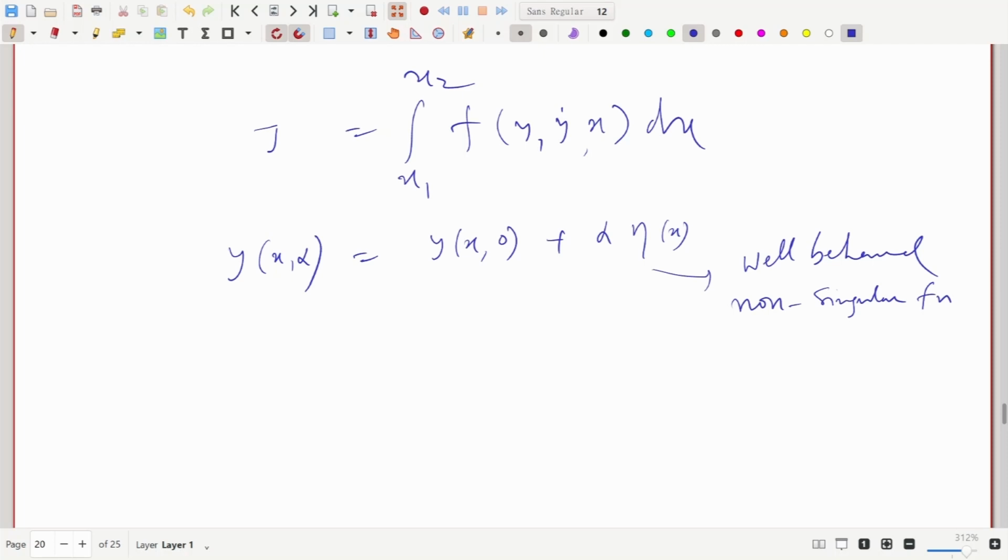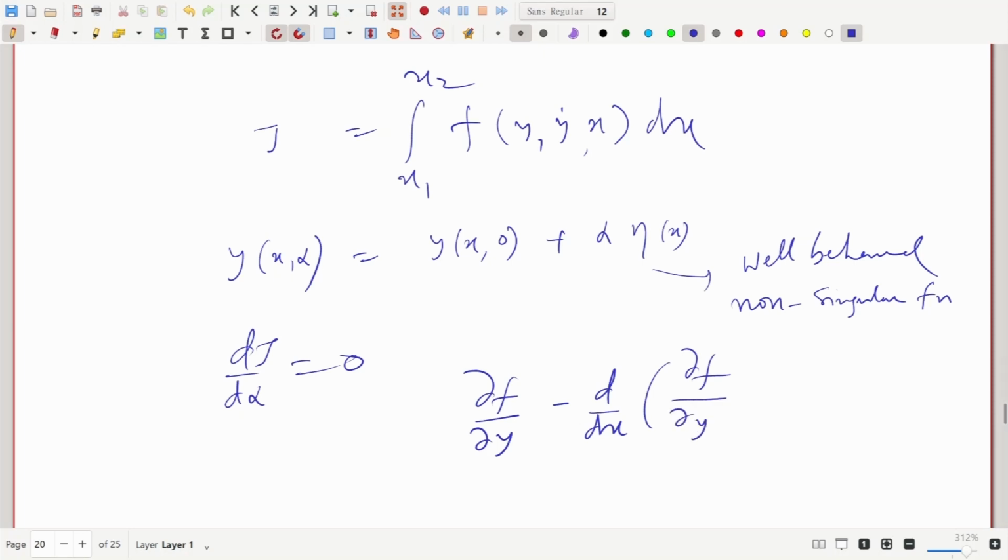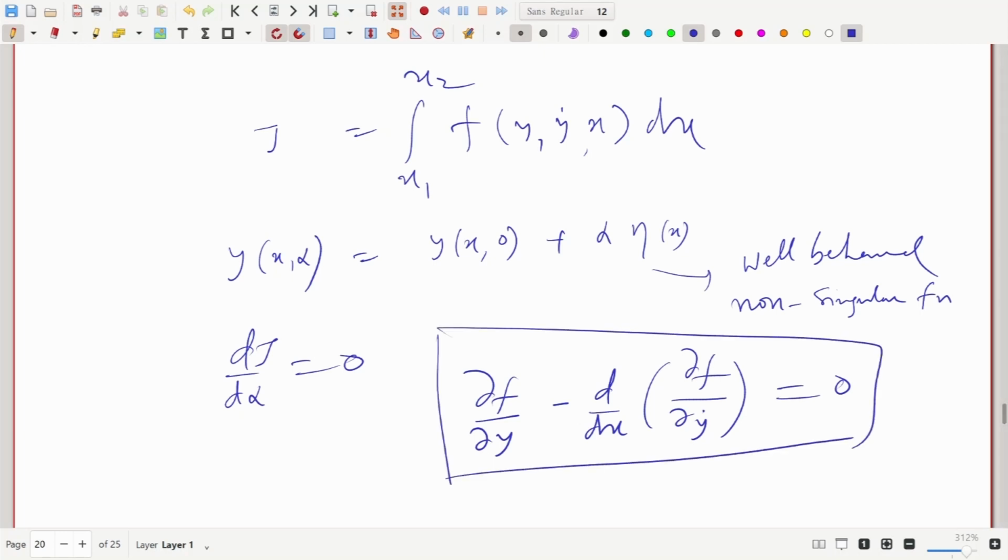Then we will find that the extremization condition will be del J del alpha equal to 0. By varying alpha, we can have different paths, and the path for which J will be extremum will be given by this condition. Using this condition we derive an equation which is del f del y minus d/dx of del f del y dot equal to 0. So this equation we derived. This is the recap of the last lectures.